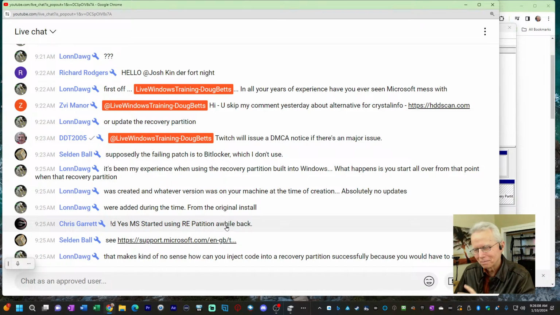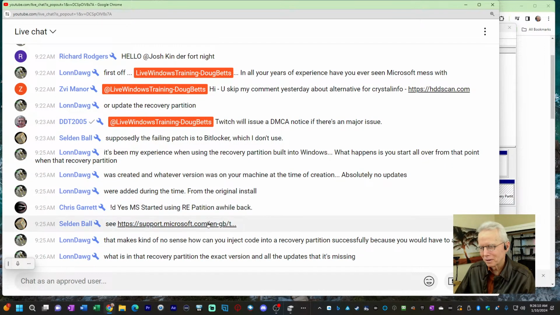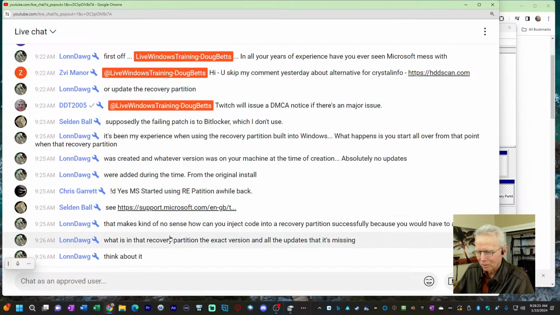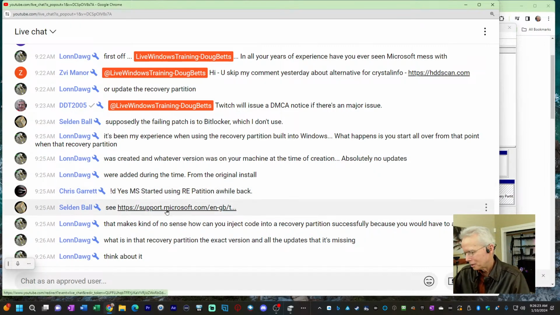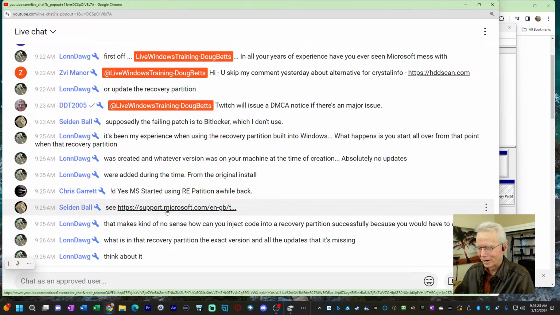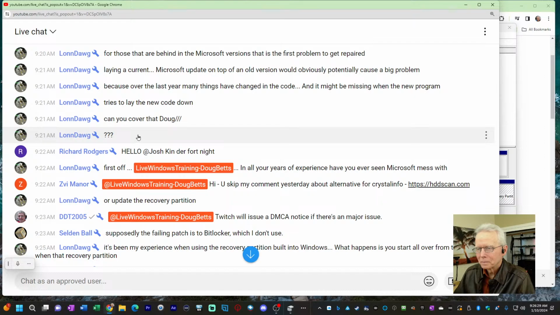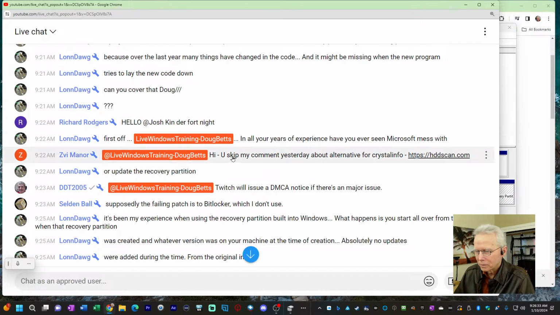Yeah, it's been around for a long time. That kind of implied that it was there and Microsoft just started using it. But yeah, the recovery partition has been around for quite a while. And it's always been there because Microsoft wanted it. Have you ever seen Microsoft mess with it?